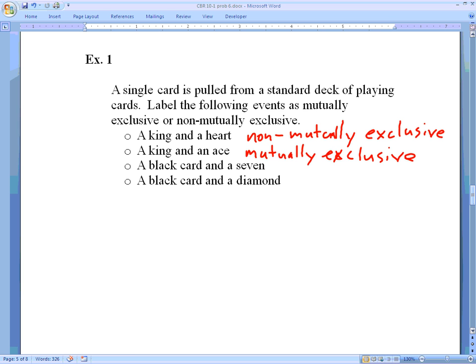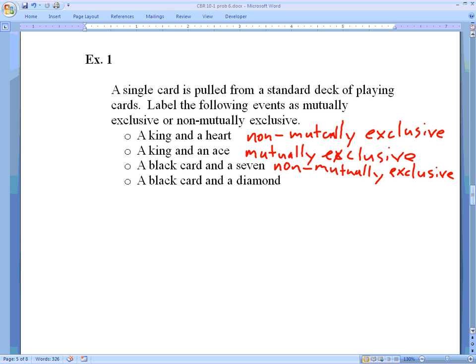A black card and a seven. Well, there's two suits that have black cards, both spades and clubs, and both of those have sevens, so this is definitely possible. So it's not mutually exclusive, meaning it can happen at the same time.